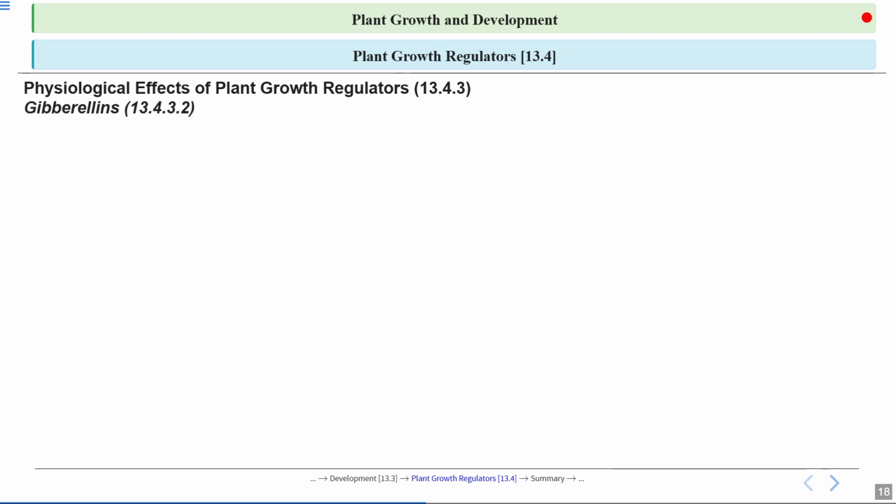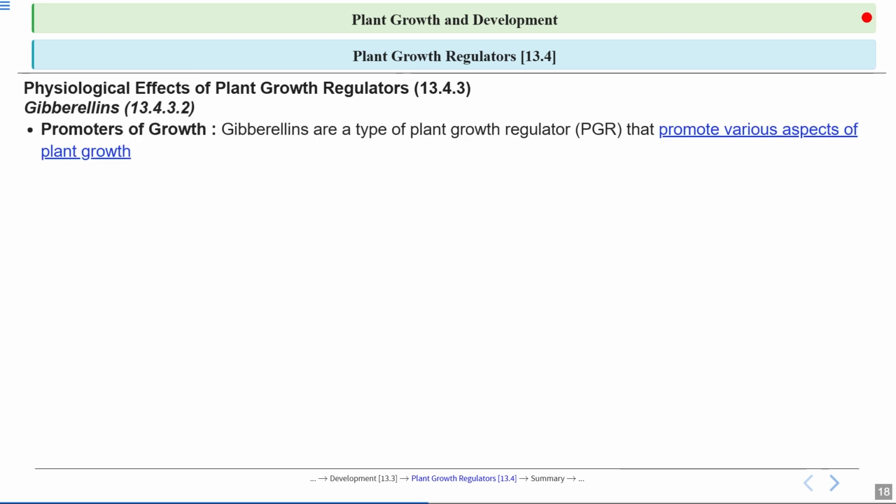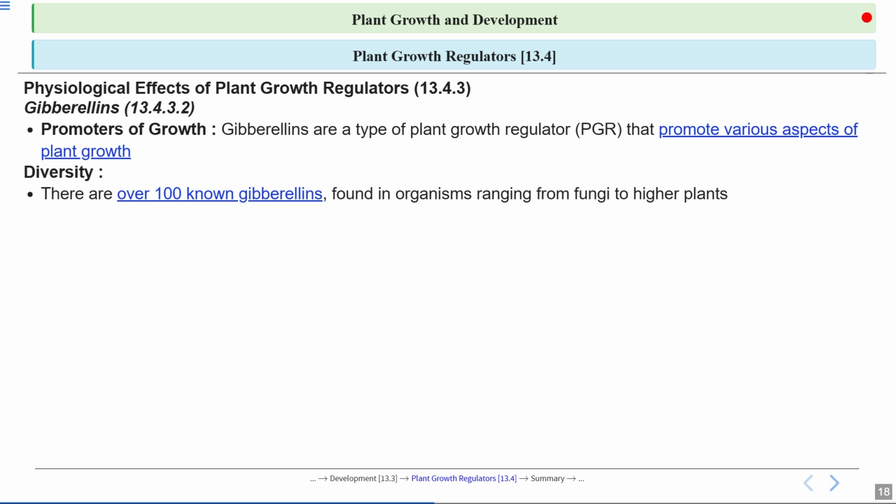Now we will talk about gibberellins. So gibberellin is a type of plant growth regulator that promotes various aspects of plant growth, right? If you see the diversity of this hormone, there are 100 known gibberellins, found in organisms ranging from fungi to higher plants.